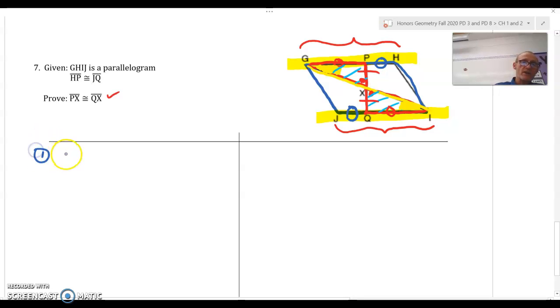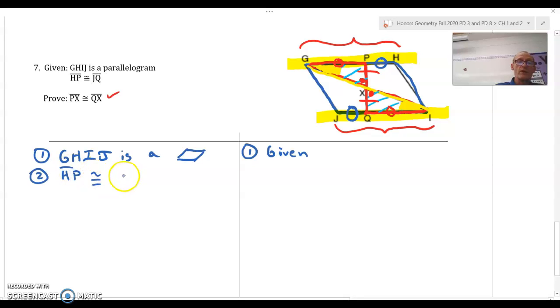So number one is GHIJ is a parallelogram, and that's given. Number two is that HP is congruent to JQ. That's given. All right. So now we've got to get these two triangles in here, these two red ones.